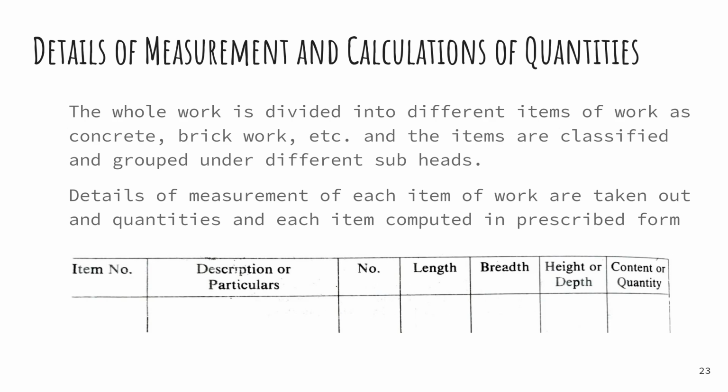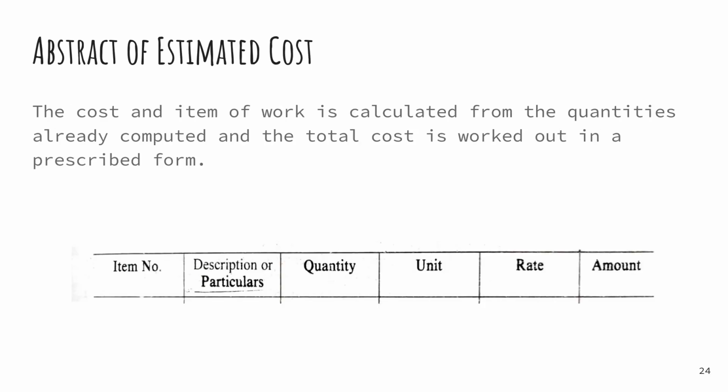Okay, so this is the format that we'll use to fill up the details of measurements and the calculations of quantities. And in the second form, we'll have the abstract of estimated cost. It is from this particular form that we'll understand what is actually the total cost involved in our particular project. So here again we have 6 different columns.